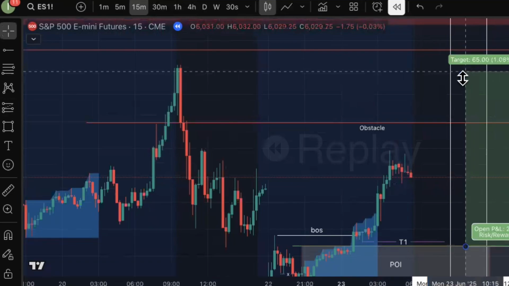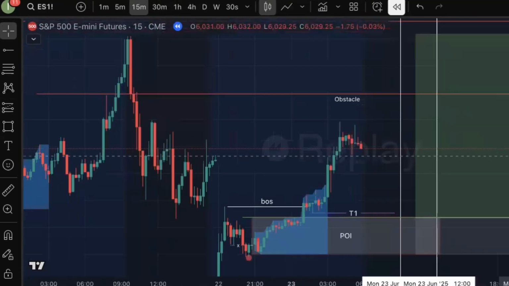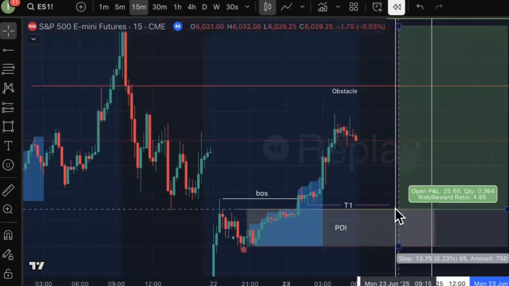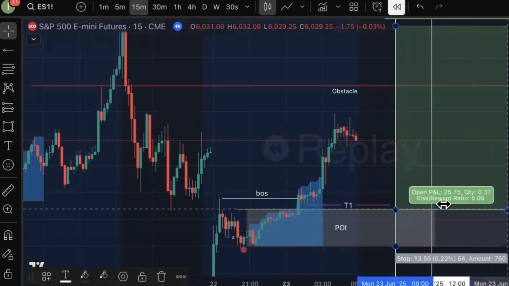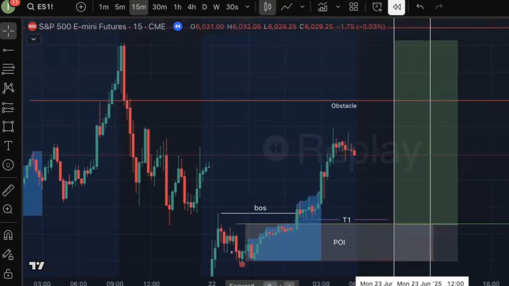If you want, you can just stop at the 1 to 4. It's totally up to you. But for this scenario, we'll just aim right here. So at this point, everything should be good. This is our trade. So now we just wait for the market to come to us. We don't force anything.